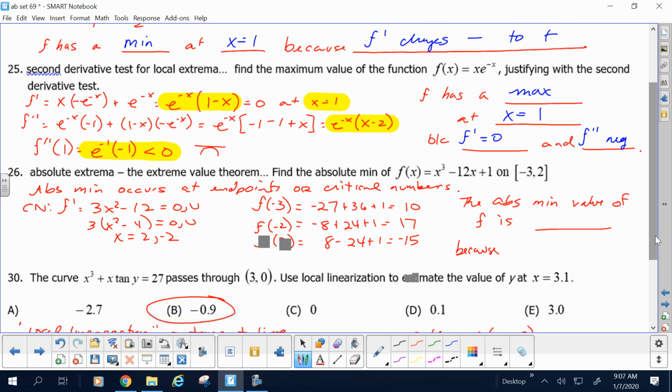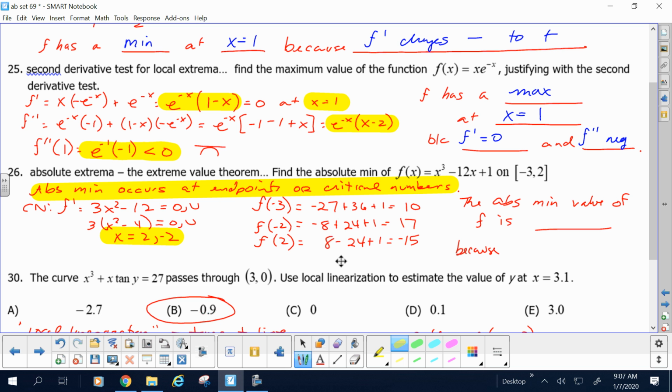For absolute extrema, you should start with the extreme value theorem, which is to say absolute minimum occurs at endpoints or critical numbers. Those are the candidates. It's not much of a sign test kind of case. It's different. So you need to find critical numbers. Did you get that the first derivative is 0 at 2 and negative 2? Yes? All right, then you have three candidates. The endpoints are negative 3 and 2. The critical numbers are 2 and negative 2.